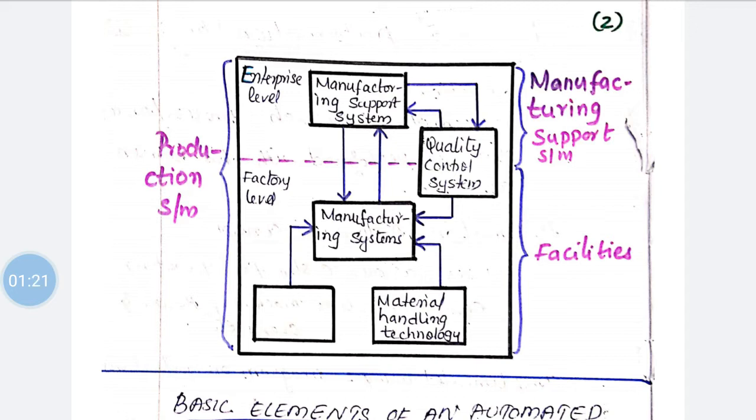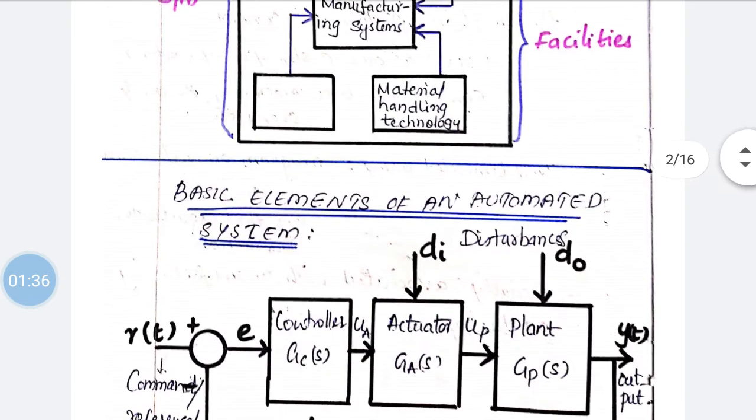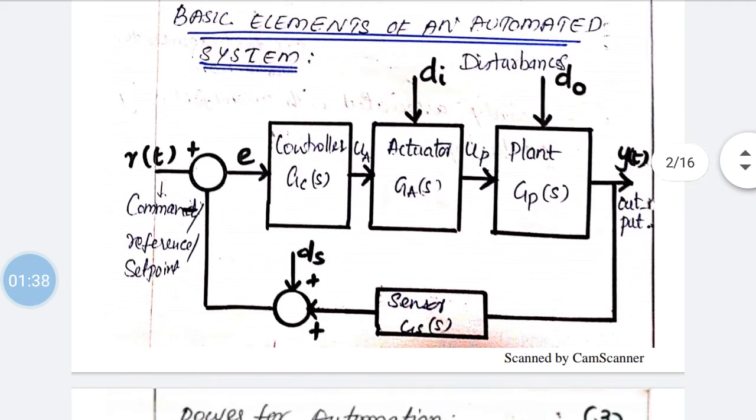Two levels ഉണ്ട്, enterprise level and factory level. Manufacturing support system is the block in enterprise level. Quality control block ഉണ്ട്, ഒരു manufacturing system ഉണ്ട്, ഒരു material handling technology ഉണ്ട്. And next we go to basic elements of an automated system.